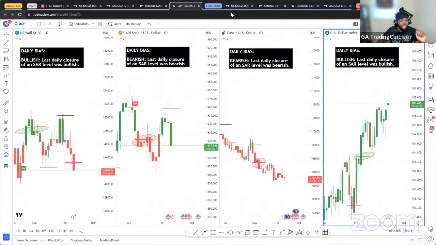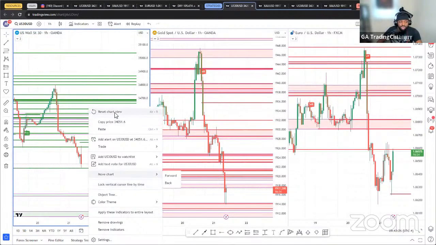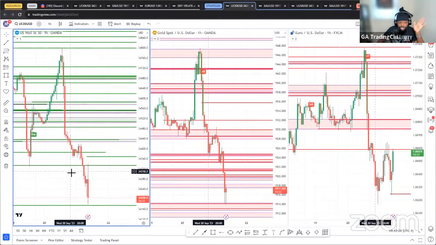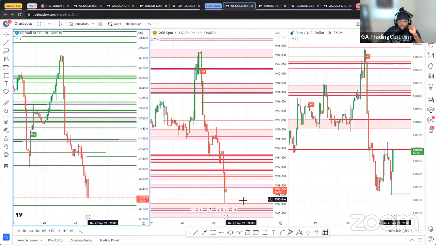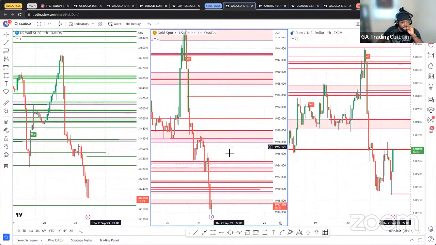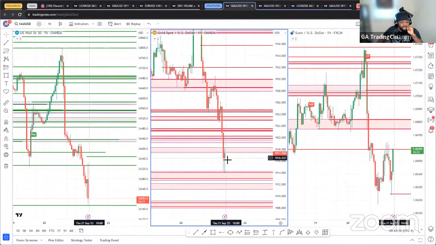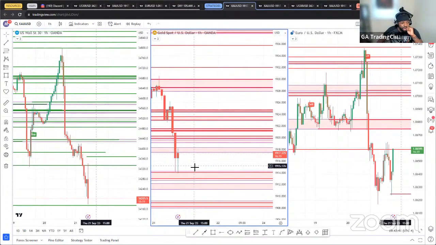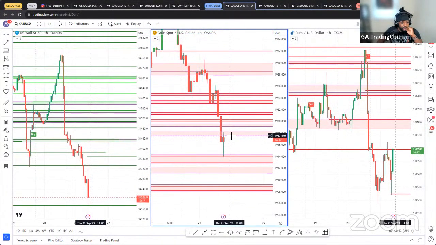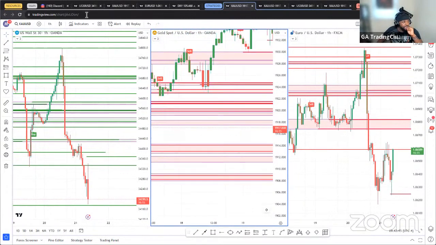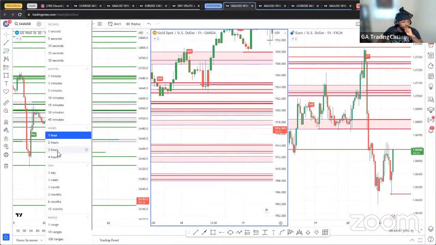So I'm not really looking at these zones down here for US 30, because if price does get down there, my bias will have switched from bullish to bearish. Gold, I don't have any. So gold has broken all this double SAR so far. I see we have this zone right here. I think this is a 4-hour zone if it's not a 1 hour.